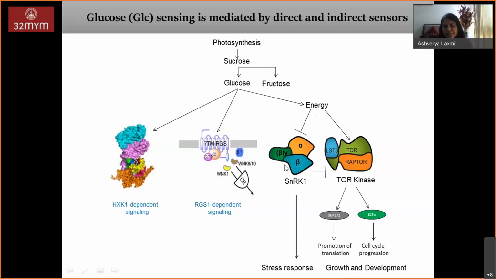Then these kinases are activated, and they can phosphorylate raptor, which is the regulator of TOR kinase signaling. And when SnRKs phosphorylate raptor, TOR kinase activity goes down. That's how the growth and developmental pathways stop, and the plants are able to respond to the different stresses which they might encounter and which might lead to changes in the energy status of the plant cell.